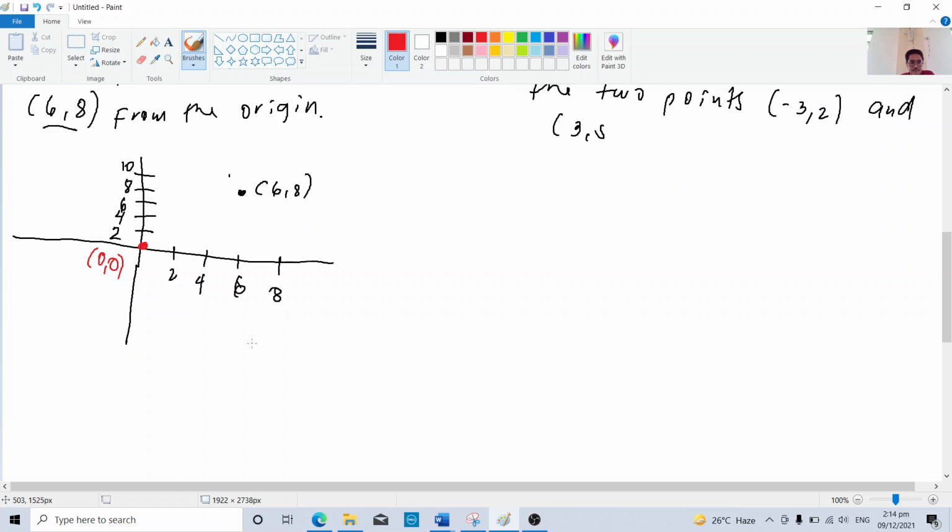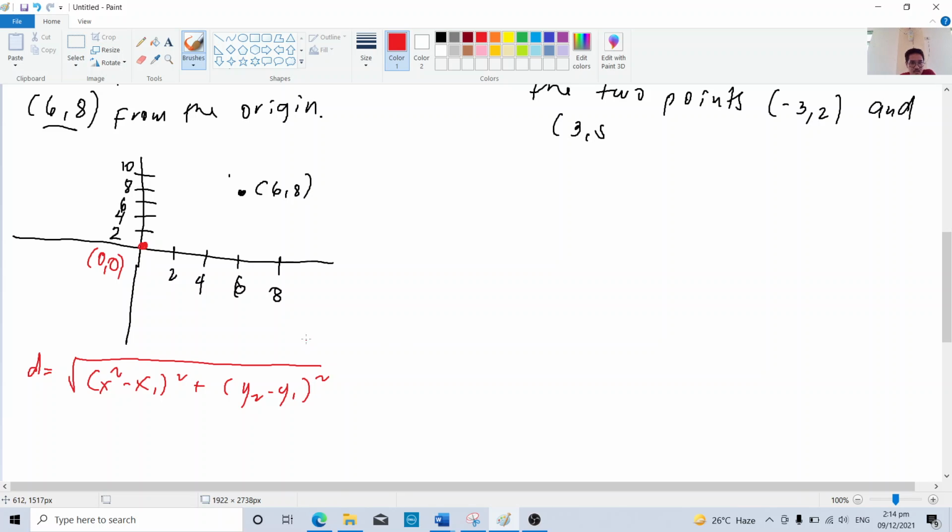Now, the distance formula is equal to the square root of (x sub 2 minus x sub 1) squared plus (y sub 2 minus y sub 1) squared.